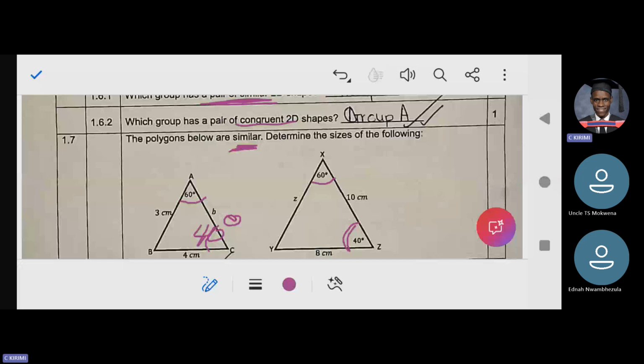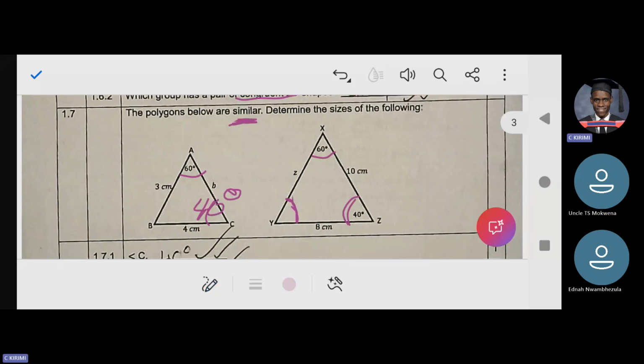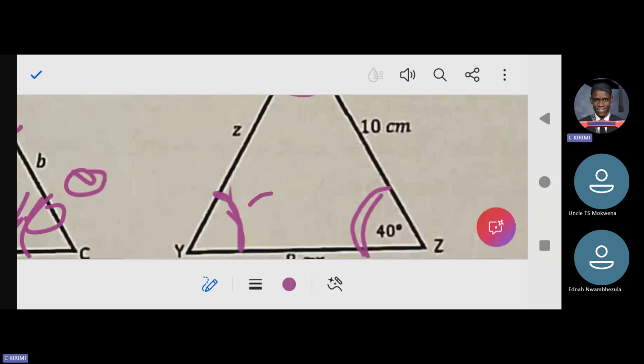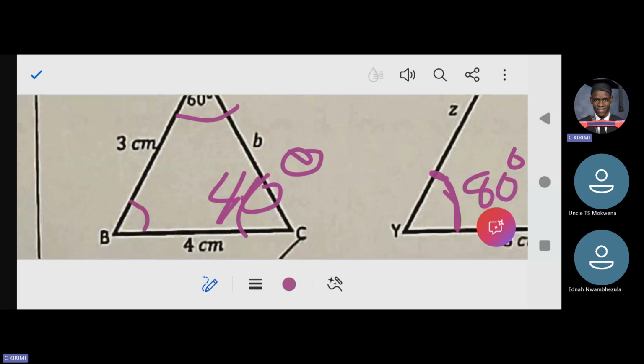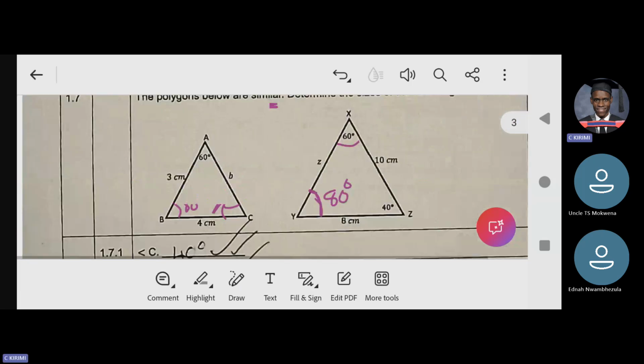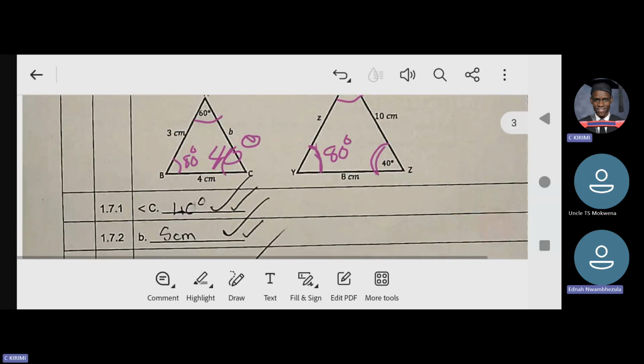And if I ask you what is y, if they tell you to calculate y, what will be the size of y? You know that the angles of a triangle add up to 180. So 60 plus 40 gives you 100. For you to make 180, you are short by how much? 80 degrees. So automatically you now know angle y is 80 degrees. And since those two triangles are similar, this other angle, this side angle B, is also 80 degrees. So that a triangle always has 180 degrees.